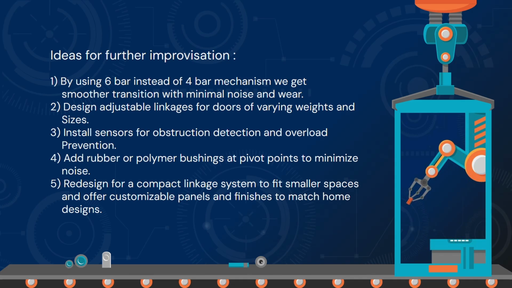Rubber or plastic parts at the pivot points will make the mechanism quieter. We can also redesign it to be smaller so it can fit in tight spaces, and offer different panels and finishes to match home styles. These changes will make the system easier to use and more flexible.